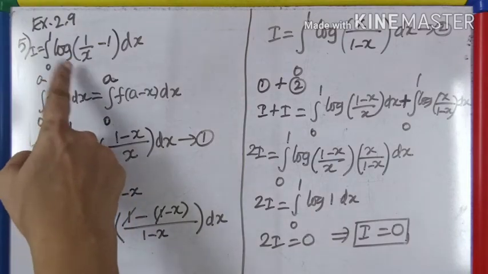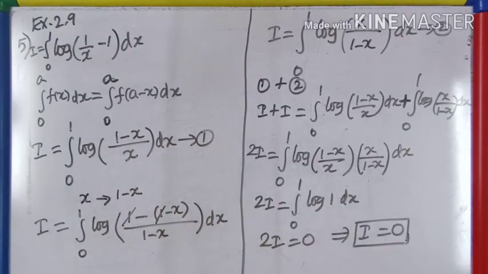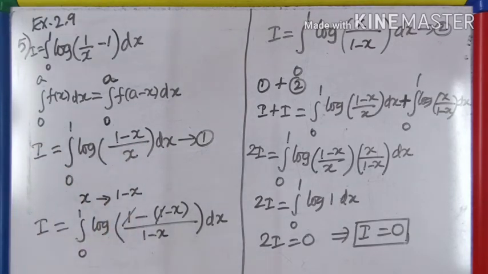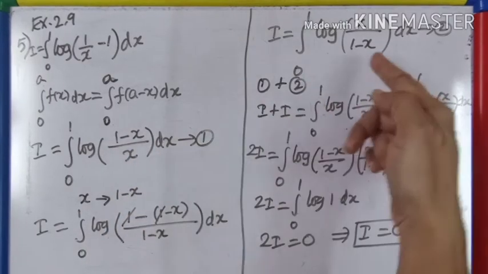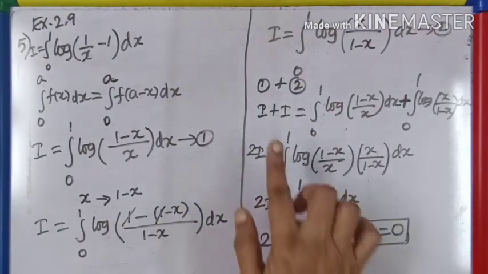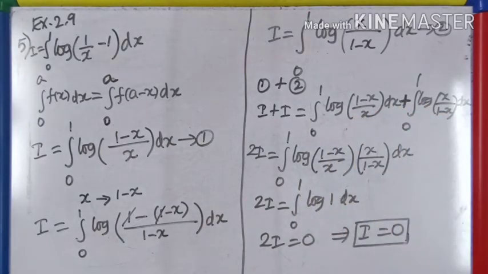So first, the given problem we rewrite it taking LCM. Call it as number 1. Second, wherever x is coming, I put upper limit 1 minus x. When I replace, I get the reciprocal of this. The next step, we add 1 and 2. While adding, in logarithm, addition means multiplication. And usually they get cancelled. I am left with log 1. Log 1 becomes 0. Integral of 0 is still 0. 2I 0 implies I is equal to 0.